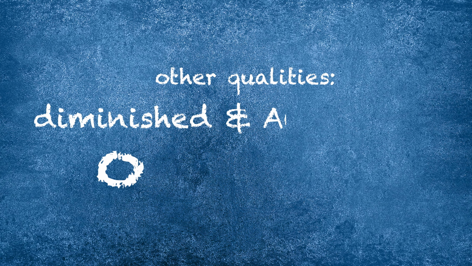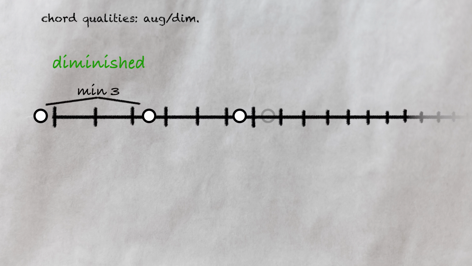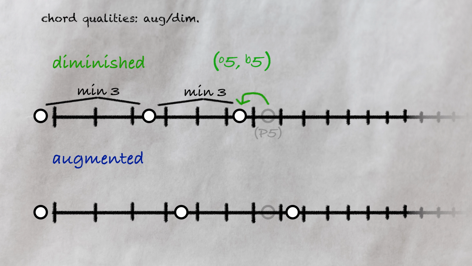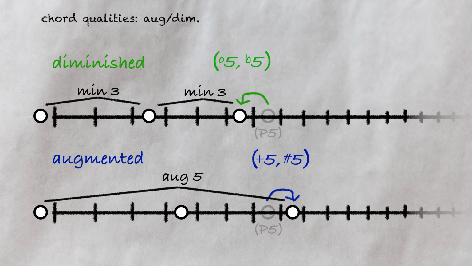Major and minor are by far the most commonly used chords, but we also have diminished triads, which have a minor third, but instead of a perfect fifth, they have what we can call a diminished fifth or a flat five. And so it's made of two minor third intervals. And then we can also have augmented triads, which are two major third intervals, which gives us an augmented or sharp fifth interval between the root and the fifth.